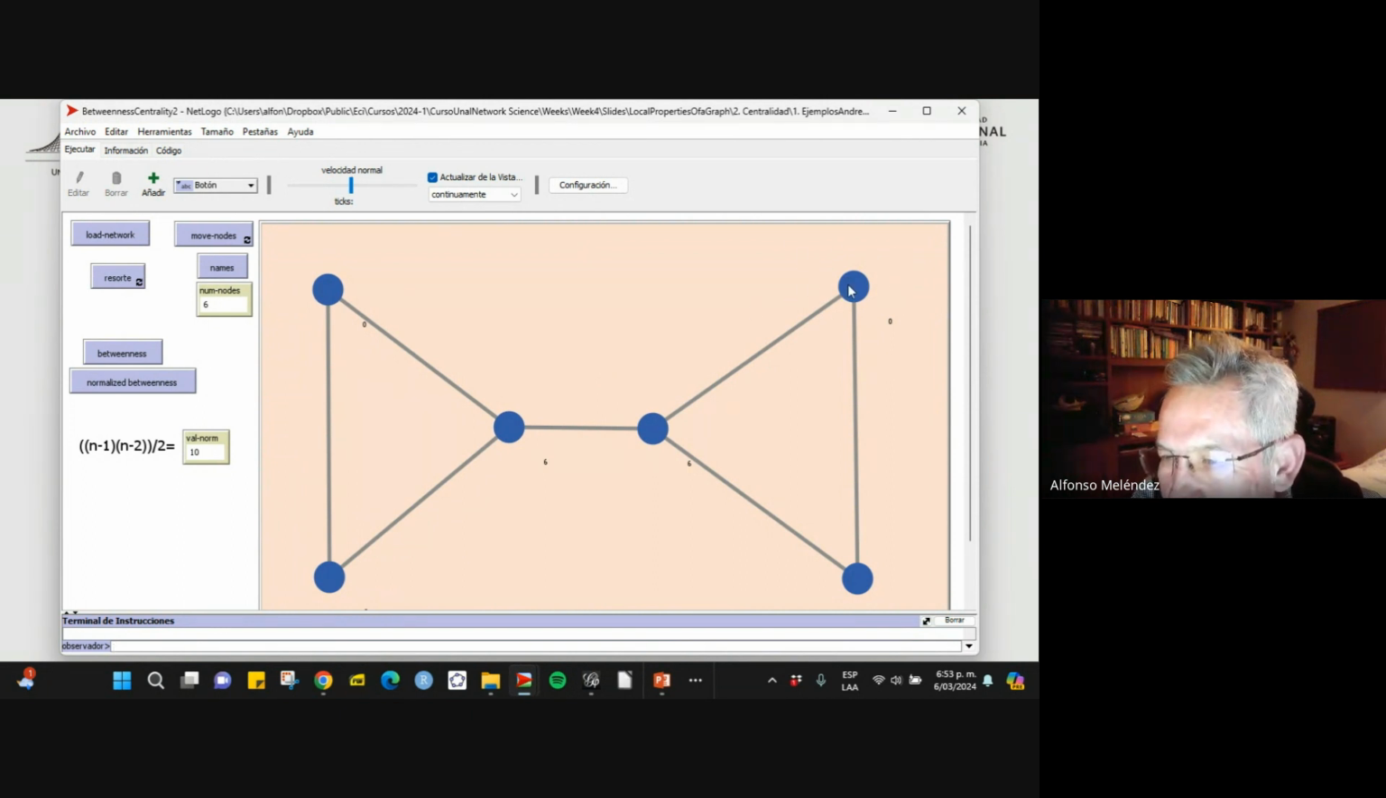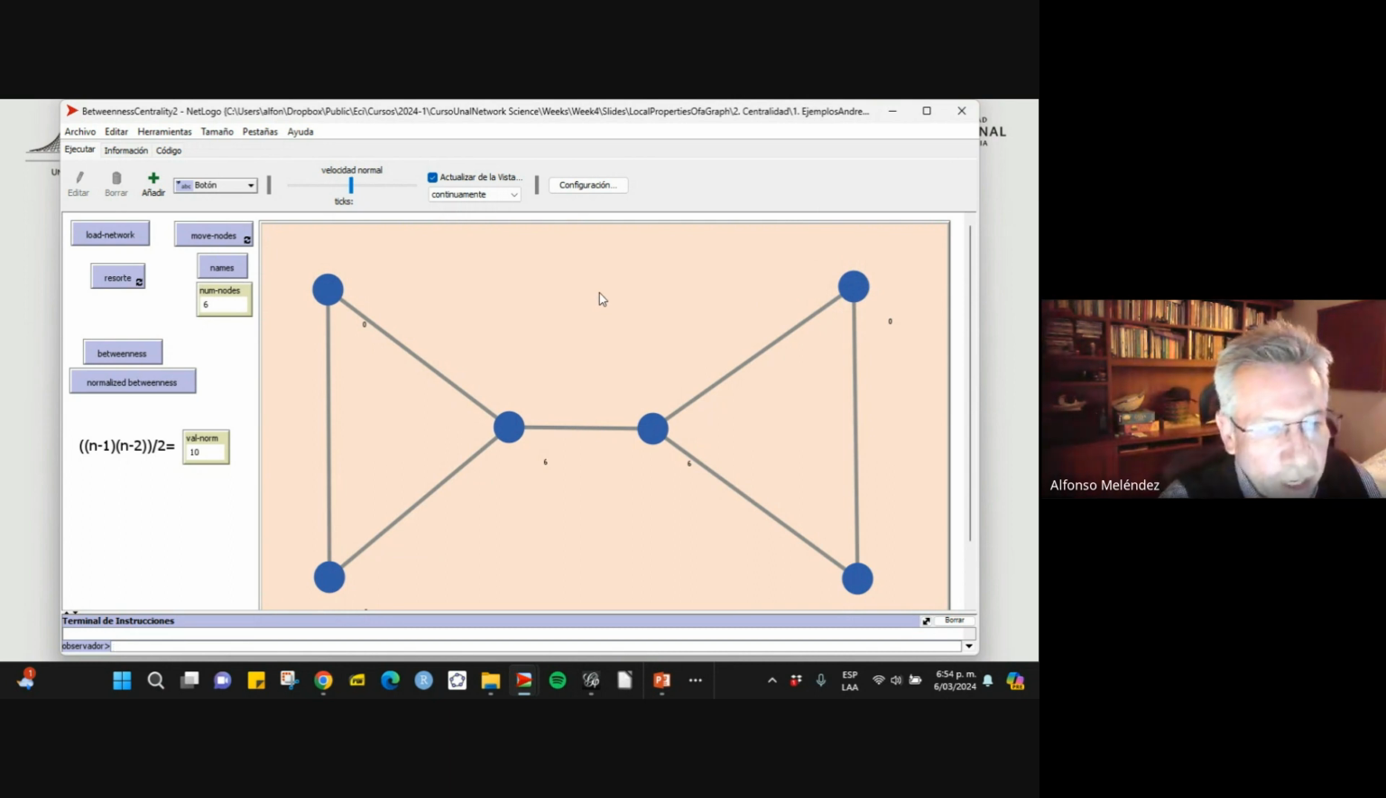Very few friends. He could live in a town very far from Bogota, but the president or the mayor calls him and says, okay, I have a problem. Could you help me with that? So this node could be central. I don't know if that's clear.